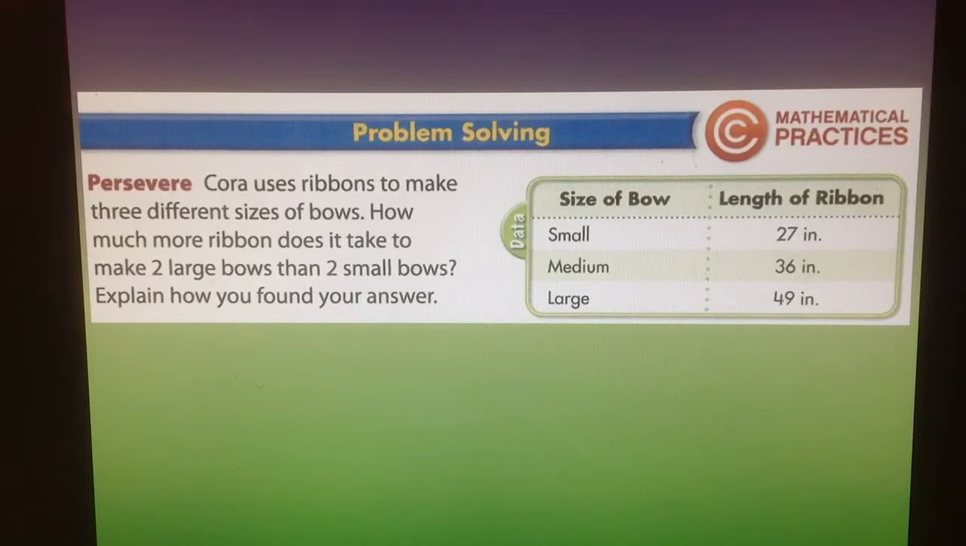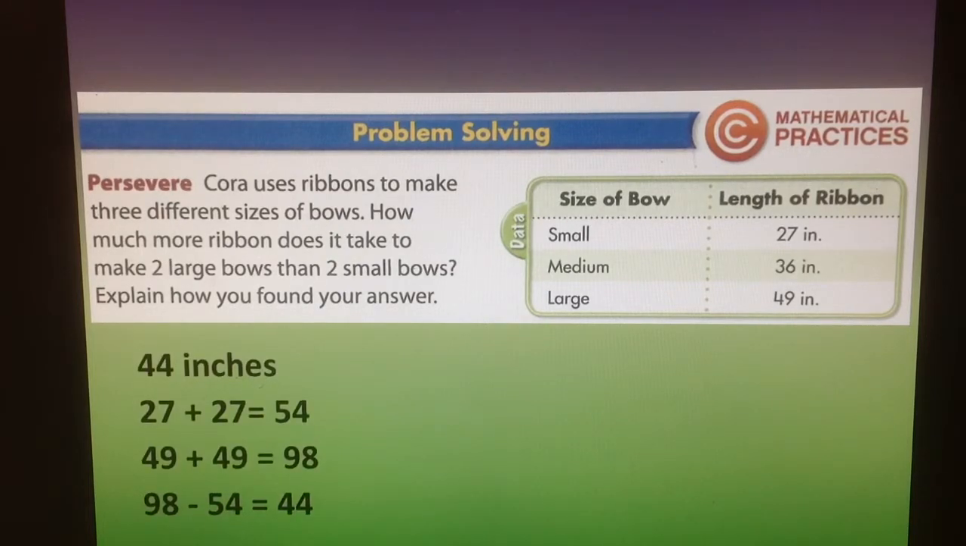Cora uses ribbons to make 3 different sizes of bows. How much more ribbon does it take to make 2 large bows than 2 small bows? Explain how you found your answer. Pause the video to look at this question, think about it, and solve it on your own.